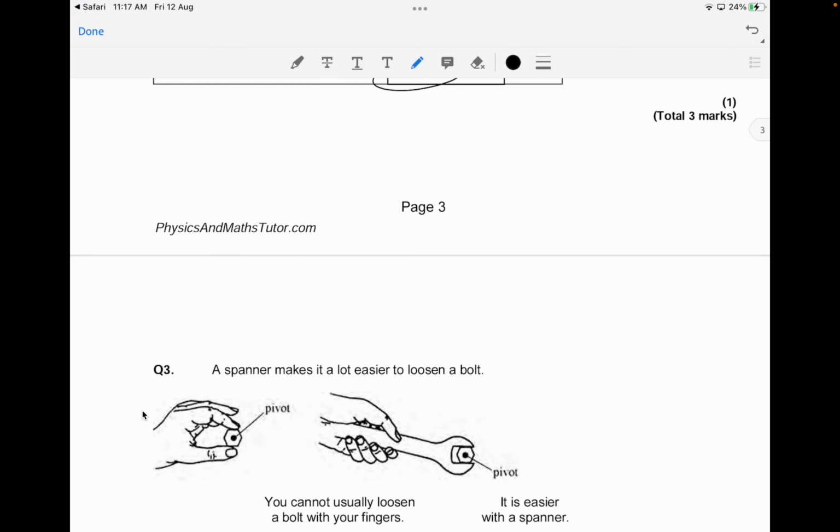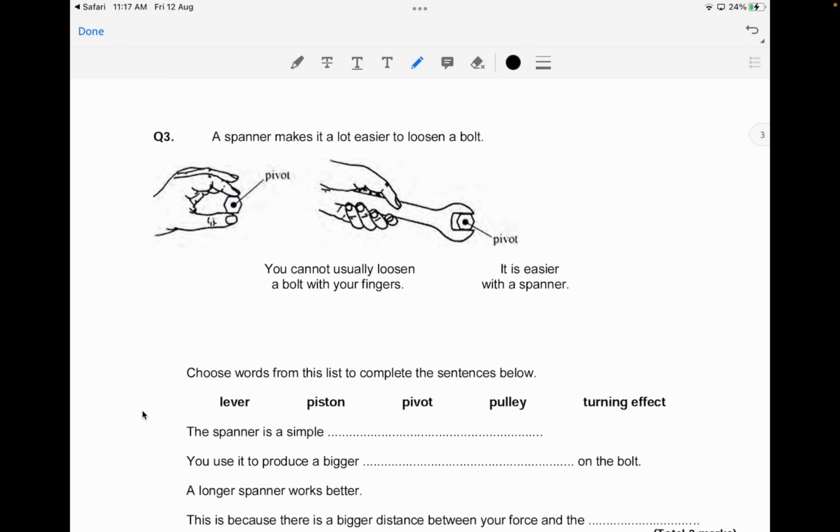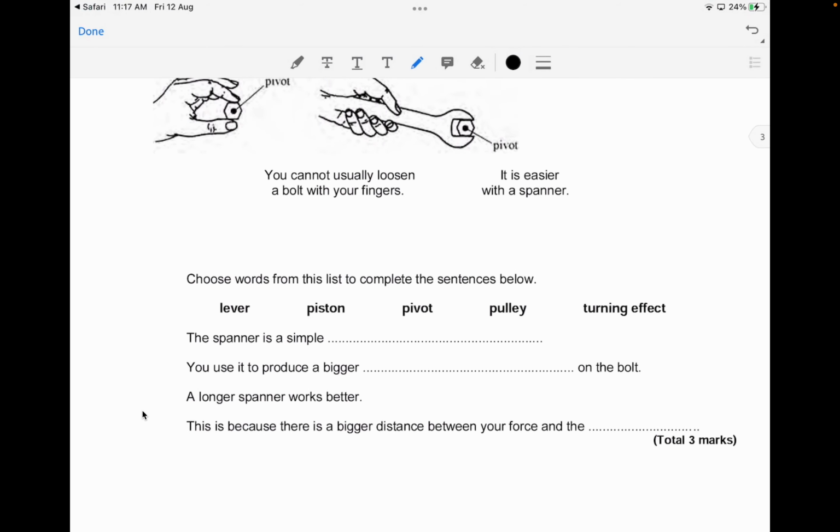Now the third question states that you guys can see that there's a spanner, which makes it a lot easier to loosen a bolt. You have to use these words to complete the sentences.